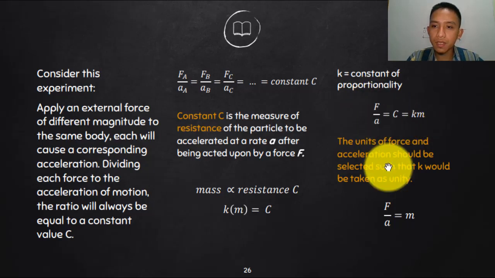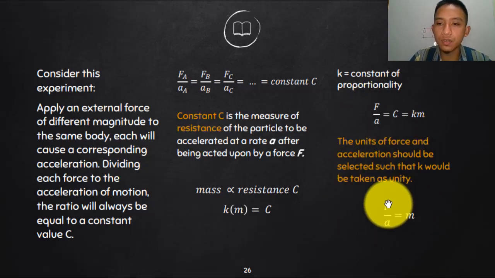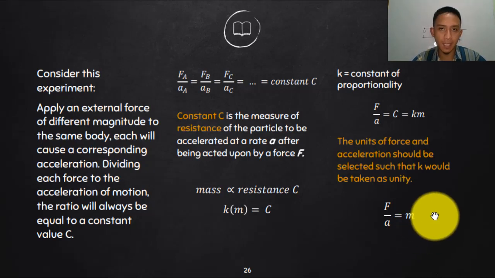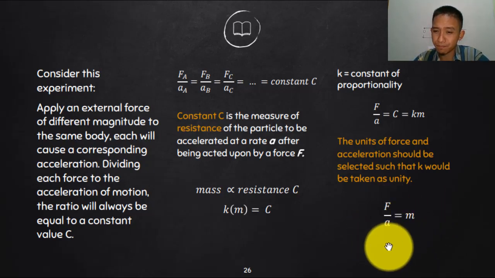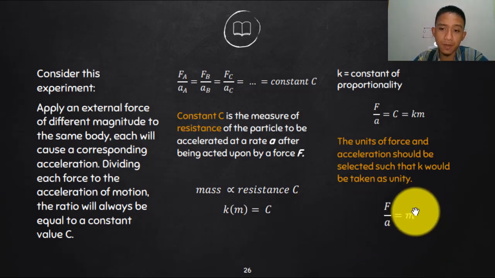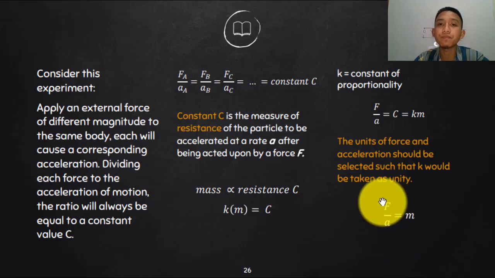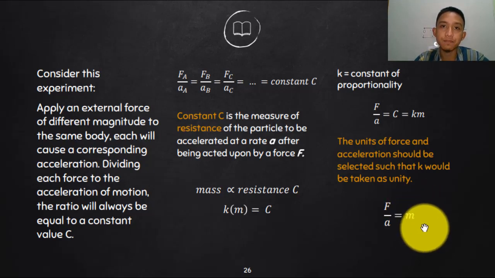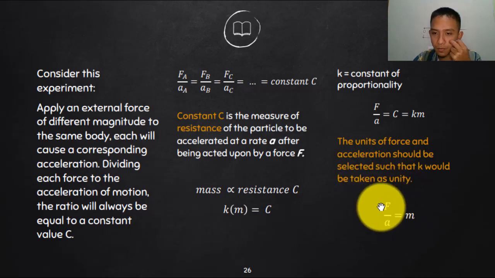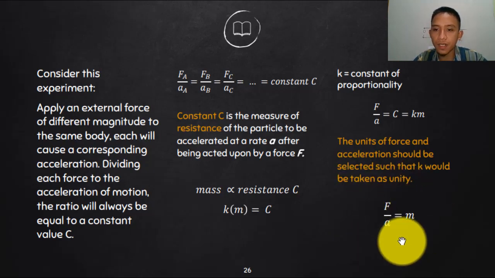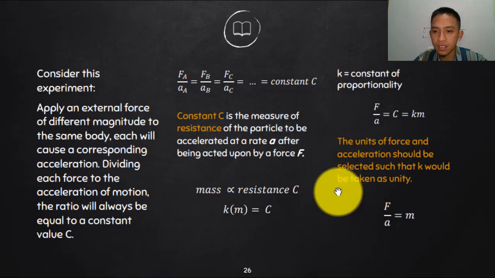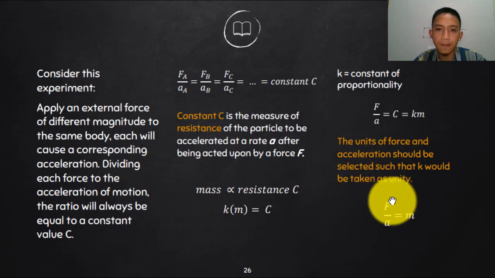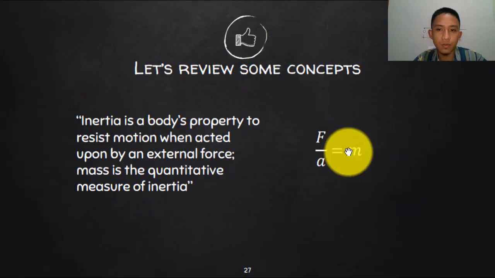If you do that, then you will have here your simple relationship of kinetics, wherein force over acceleration is your inertia, or that is actually your mass. That is your resistance. So force over A is equal to resistance. That is how we ended up with F over A.